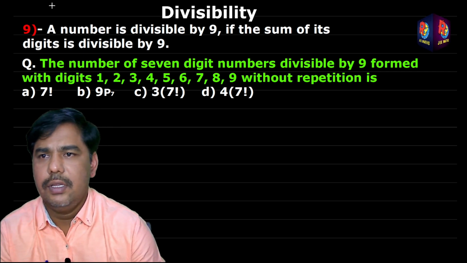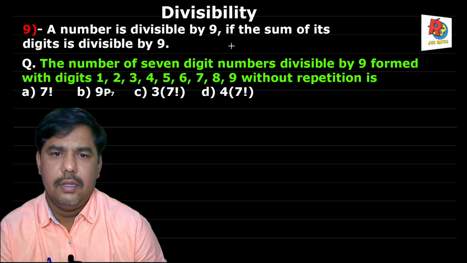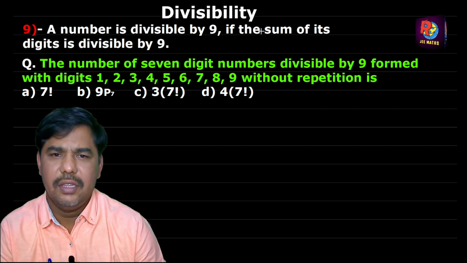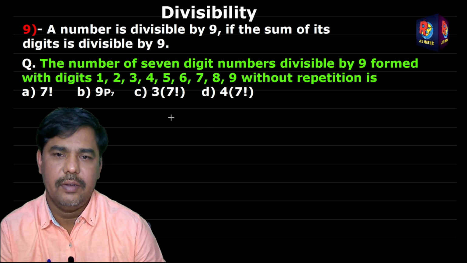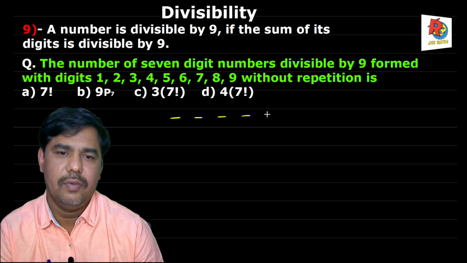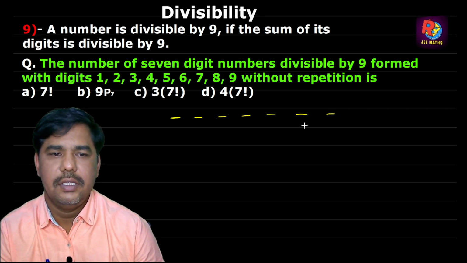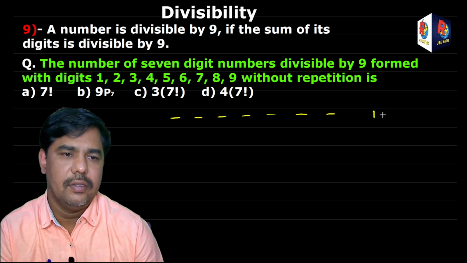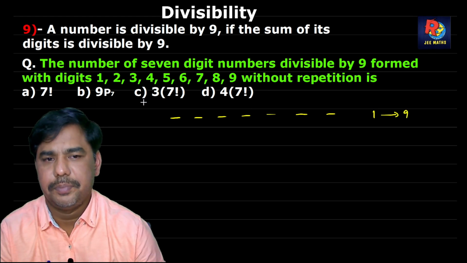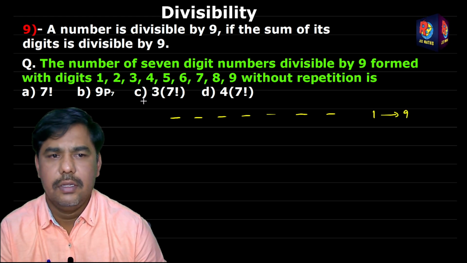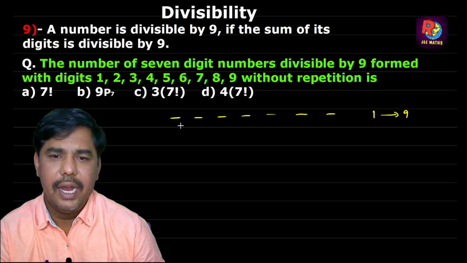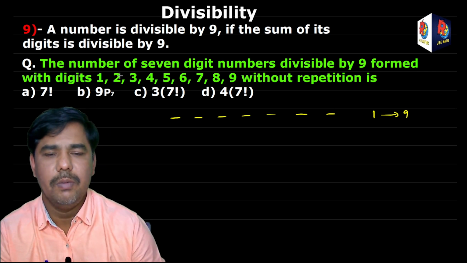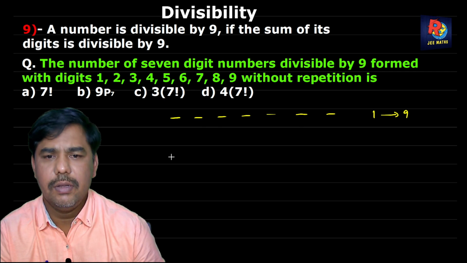The 9th one. Here the sum of its digits is nothing but a multiple of 9. Here we need to find a 7-digit number using digits 1 to 9, without repetition. If it is divisible by 9, adding all 7 digits should give a multiple of 9.